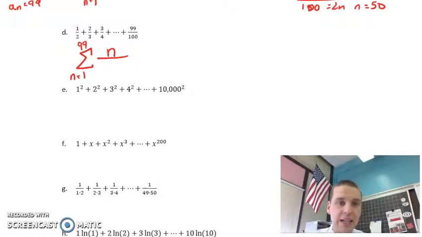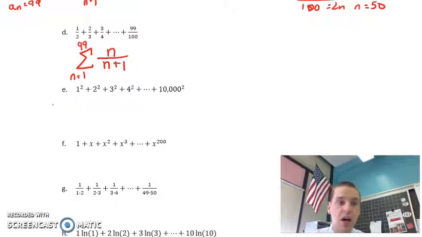So 1 to 99 is just n. If I plug in 2, I should get 2. Plug in 3, I get 3 on top. How does the bottom, the denominator, differ from the top? Well, 1 to 2, 2 to 3, 3 to 4, 99 to 100. It's just adding 1. Done.